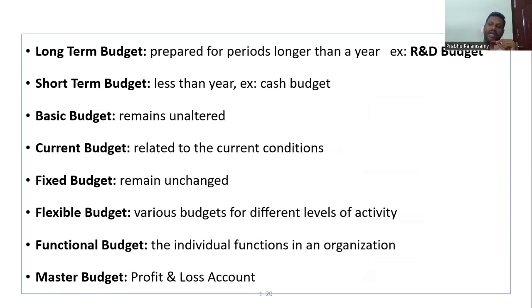A fixed budget remains unchanged, because the sum of the big fixed values will be in the budget. For example, the daily expense for a company, and all of those fixed items cannot be changed in any kind of project; they remain unchanged. Flexible budget: the various budgets for different levels of activities. Functional budget: individual functions in an organization. The profit and loss account is the master budget. What is the income and what is the outcome? The profit earned by the company is taken as the master budget.